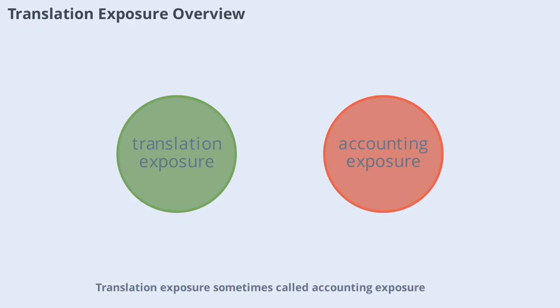Translation exposure, sometimes called accounting exposure, arises when a company consolidates financial statements from foreign subsidiaries. Fluctuating exchange rates can alter the reported value of assets, liabilities, revenues, and expenses. For example, a US company with a subsidiary in the UK must translate British pounds into US dollars for reporting purposes. Changes in the GBP/USD rate can impact the company's reported earnings, even if no cash actually changes hands.